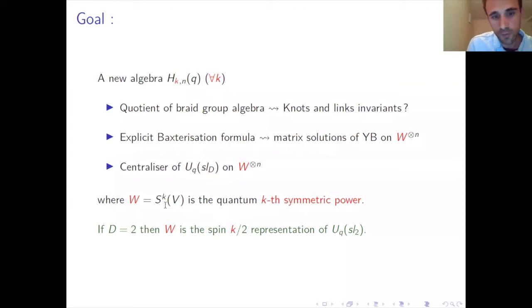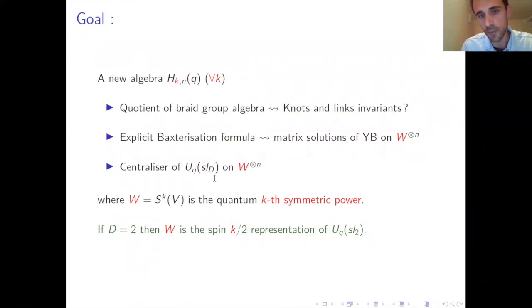Just you have to know that this forms representations of, again, representation of quantum group UQ. For example, if D is 2, then W, like this, is the spin k/2 representation of UQ SL2. And in fact, for SL2, this representation exhausts the set of irreducible finite dimensional representations of UQ SL2. We basically treat all the representations of SL2.